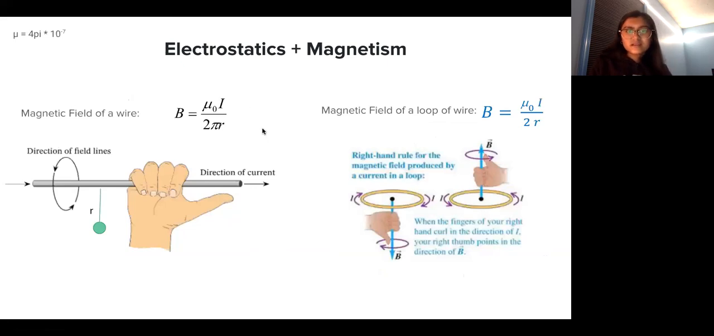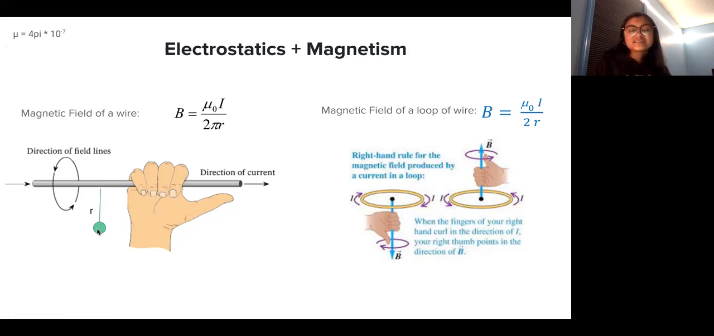All right. Electrostatics and magnetism. So wires that are carrying current will generate a magnetic field. And the formula for that is mu naught I over 2 pi r, where mu naught is this constant here. Something else also to commit to memory, 4 pi times 10 to the negative 7th. I is your current, and r is the distance from the wire at which you're measuring the magnetic field.